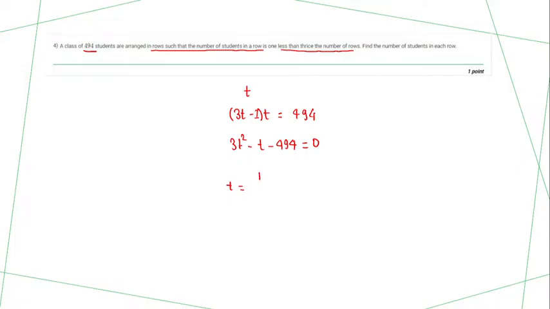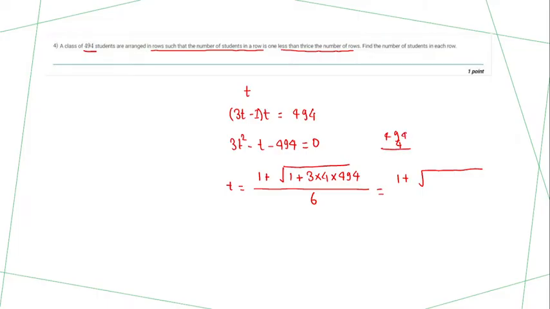So t will be equal to 1 plus, we will not give minus here, 1 plus the square root of 3 times 4 times 494, divided by 6. So it will be equal to 1 plus... 494 times 4, but that means 500 times 4 minus 24. So it will be 2000 minus 24, it will be 1976, and times 3.